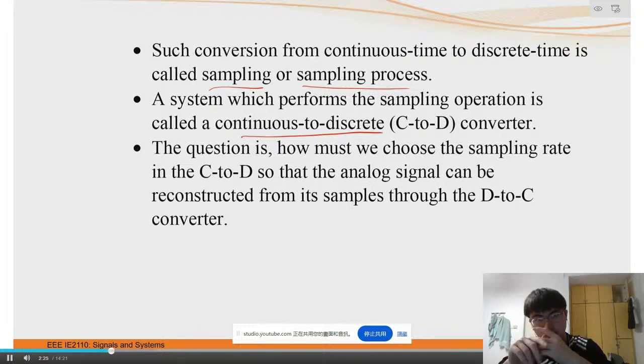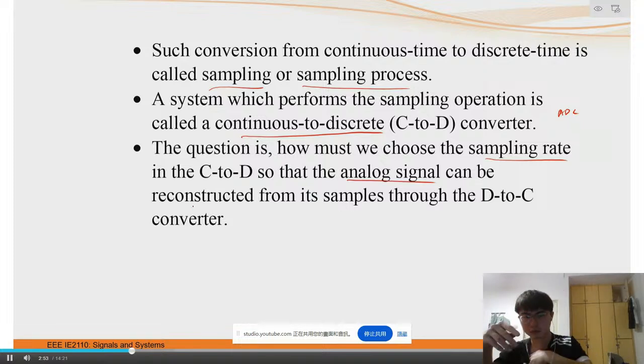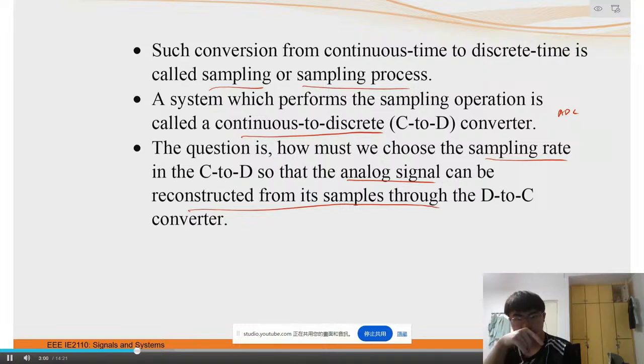And in practice, it is actually performed by the analog to digital converter, the A to D converter. And the basic question to be asked is, how must we choose the sampling rate? So the important parameter here is the sampling rate in the C to D converter, so that the analog signal can be reconstructed from these samples through the D to C, the discrete to continuous converter. And in practice, this is done by the digital to analog converter, the DAC.